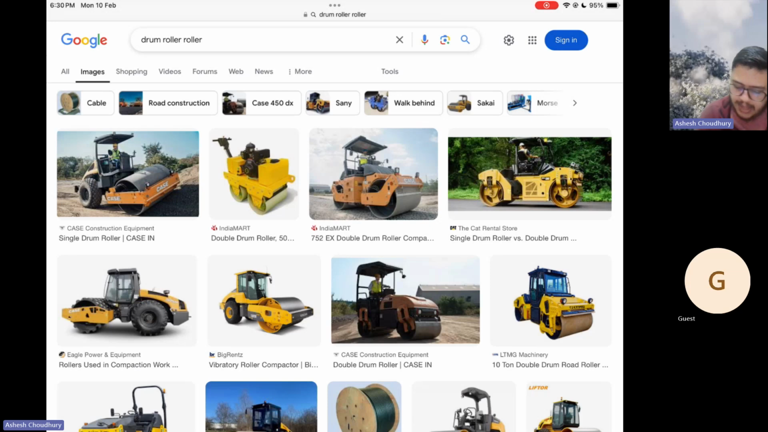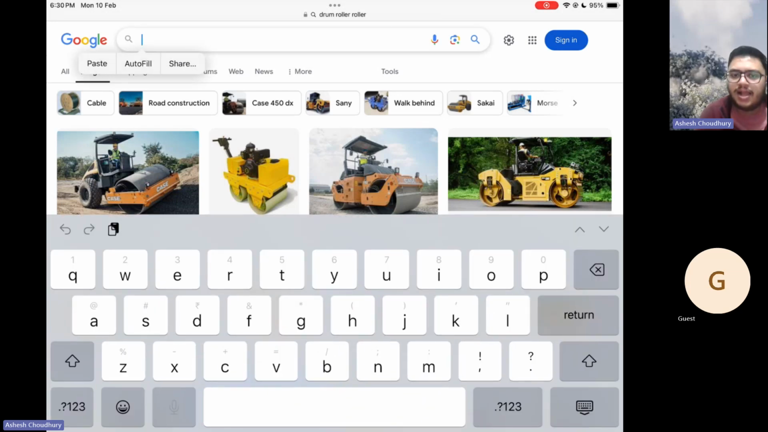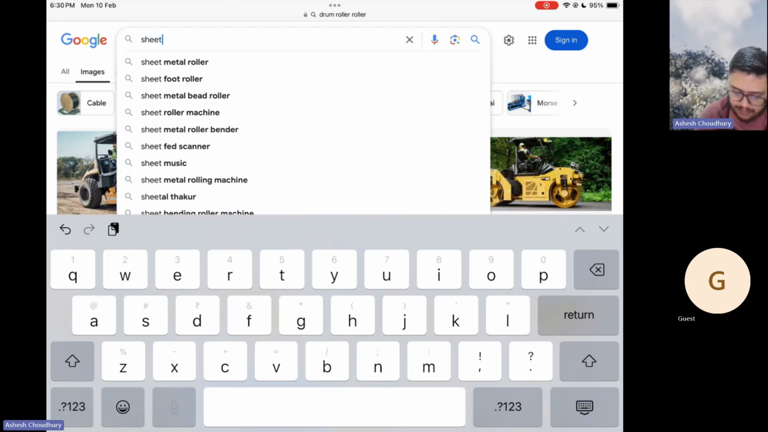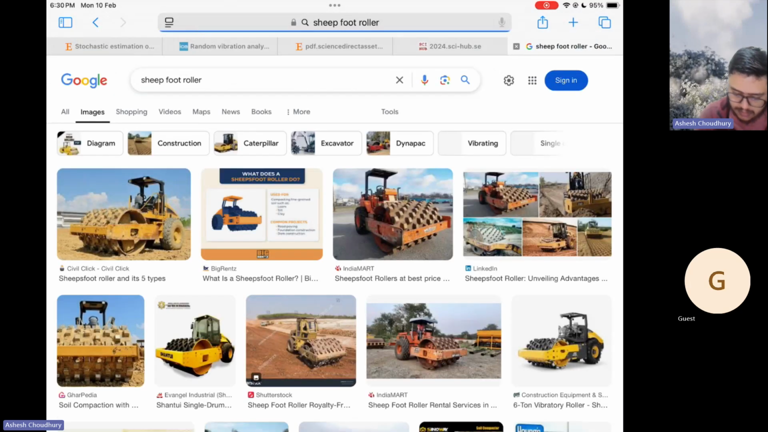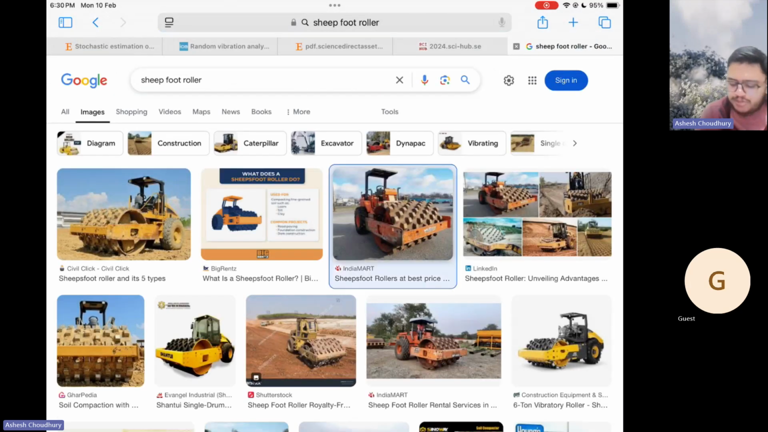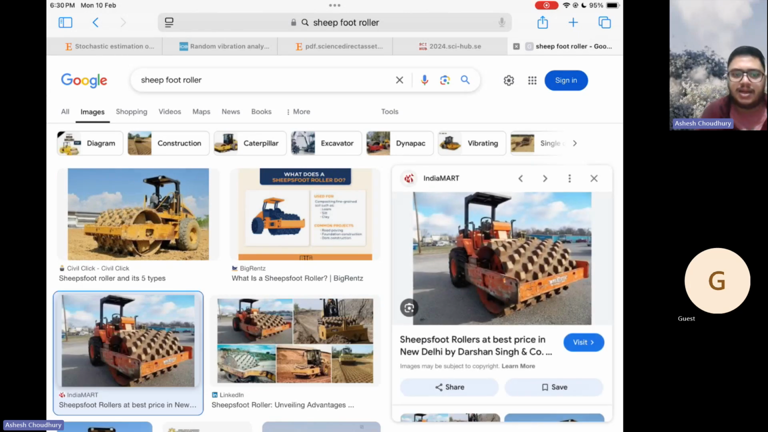Okay, drum roller. Then we have one more roller which is generally used for clay soil. These are called sheep's foot rollers. They have some kneading action. You know how you knead the dough before you make bread, you need to knead the dough with hands. These kinds of sheep's foot rollers have kneading action, so they are very useful for compaction of clay type soil.